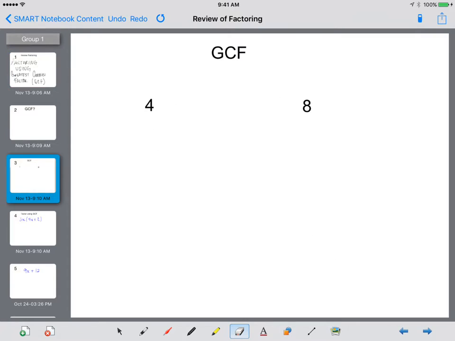Now, the greatest common factor is when we have two numbers, for instance, and we want to think of the highest number that both of these can be divisible by. If you think of 4 and 8, well, they're both even, so I know they both can be divisible by 2. But is that the greatest? No. The greatest common factor they would have would be 4. I can divide each of them by 4 evenly.